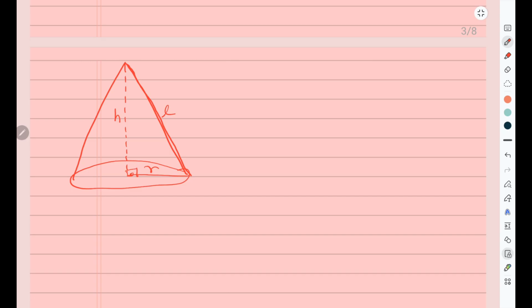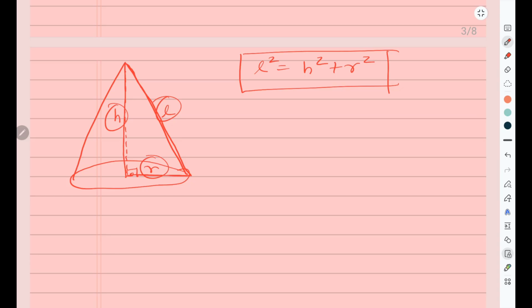You can see easily that if we go inside a cone, it makes a right angle triangle. So what will be the relationship between h, L and r? With the Pythagoras theorem, it will be nothing but this one, because the Pythagoras theorem is true. And then I will just say what the surface area and volume are. I will not try to prove it.